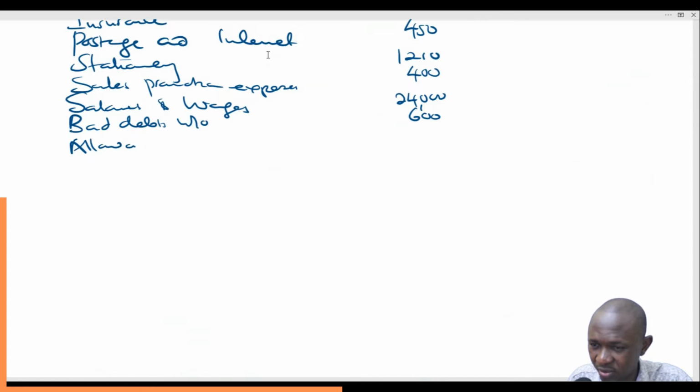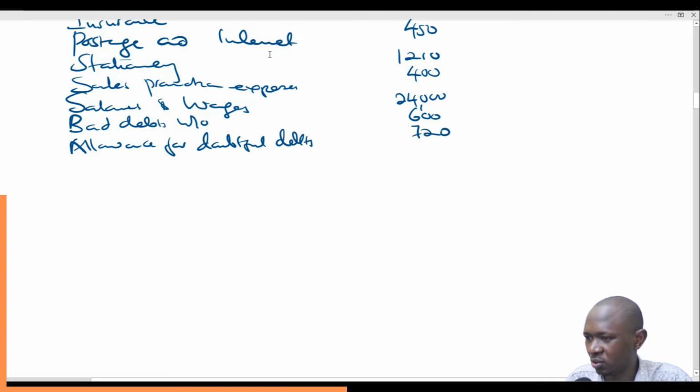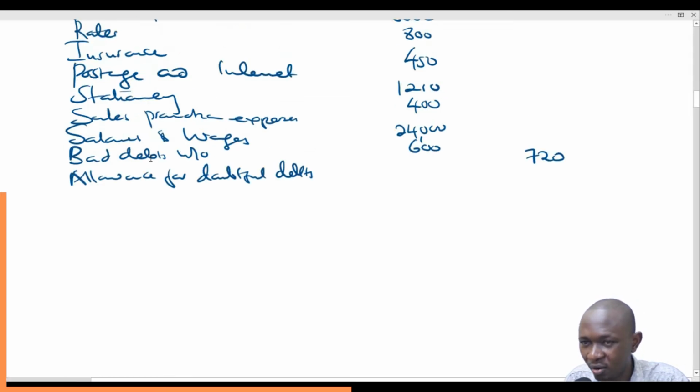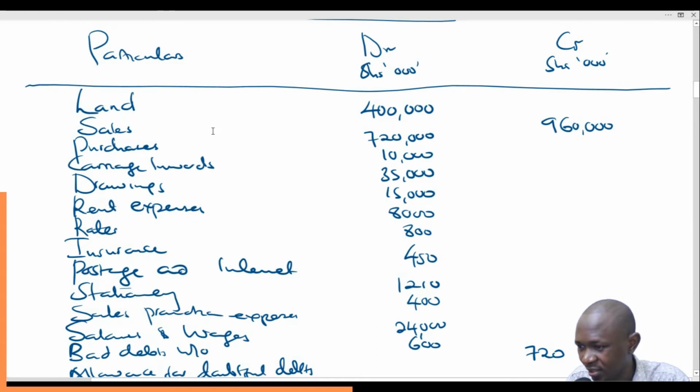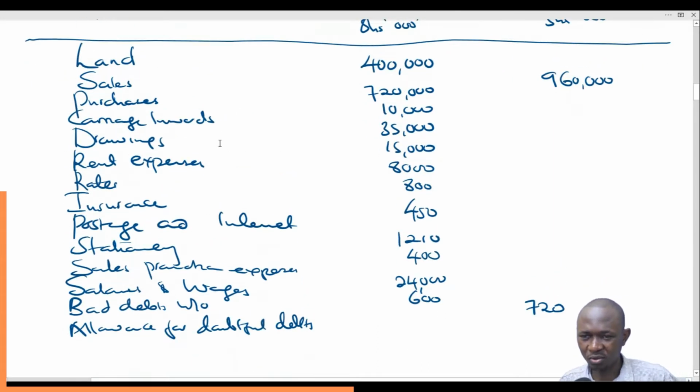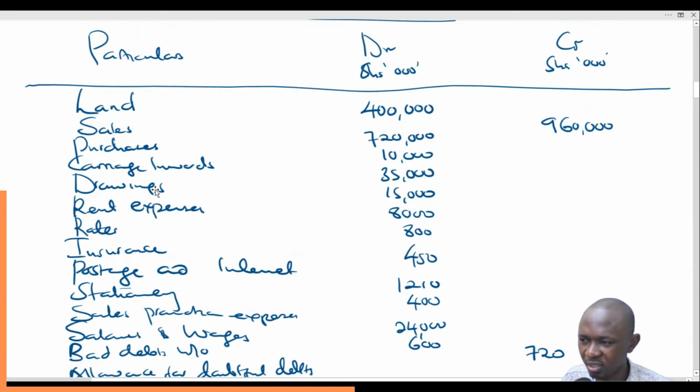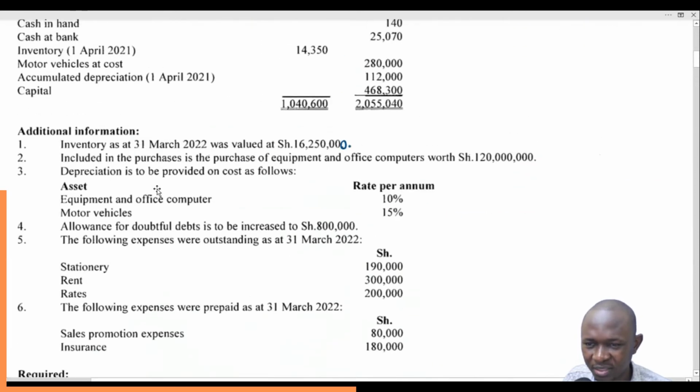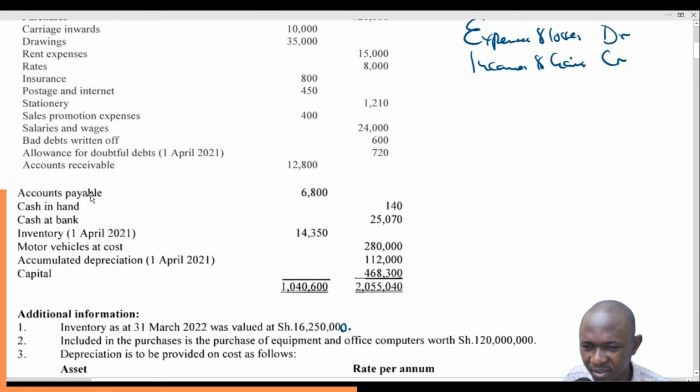Allowance for doubtful debts, 720. Oh, sorry, this is supposed to be on the credit side, not on the debit side. So, credit side, 720. I don't worry about the frequency of the debits over credits. It happens. Just be guided by the facts.